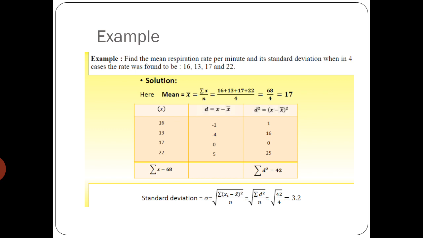So finally we'll get the summation of d square, that is sigma d square, equal to 42. Add 1 plus 16 plus 0 plus 25, that gives the value 42. So sigma d square is 42, sigma x is 68. So standard deviation according to the formula is square root of sigma d square divided by n, that is square root of 42 divided by 4, equal to 3.2. So standard deviation is 3.2.